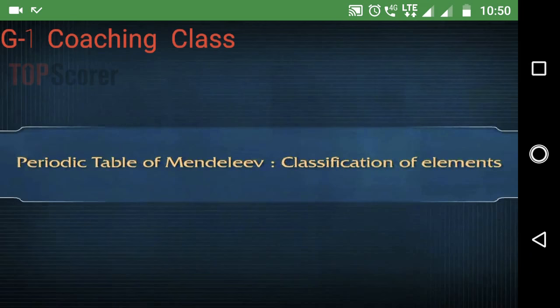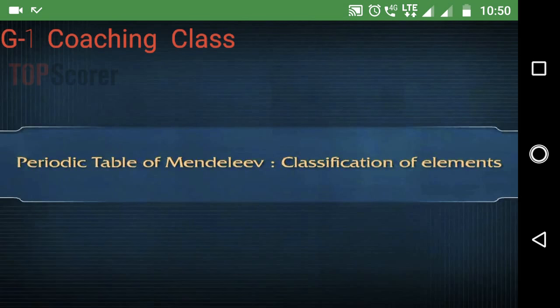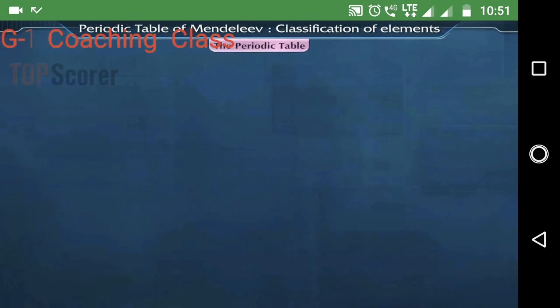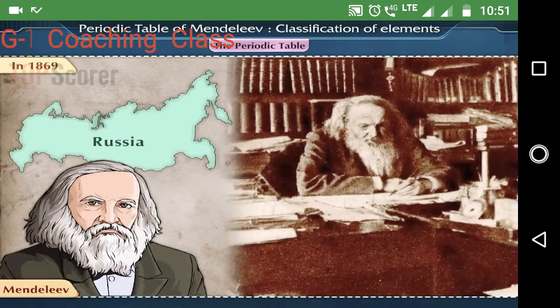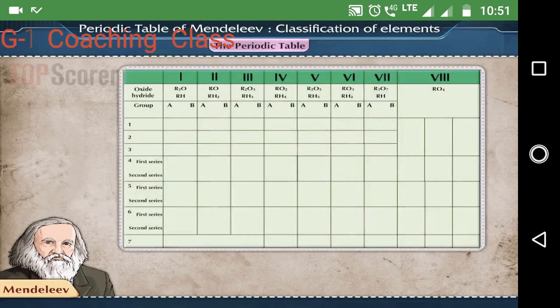Periodic table of Mendeleev. Classification of elements. The periodic table. In 1869, the Russian scientist Mendeleev found that there must be a systematic relation between elements by the study of atomic masses and basic chemical properties of these elements.